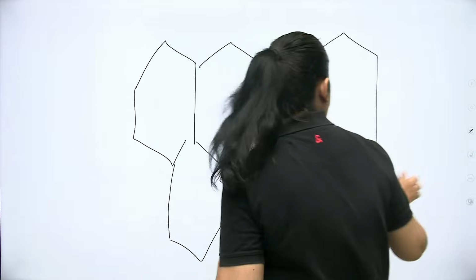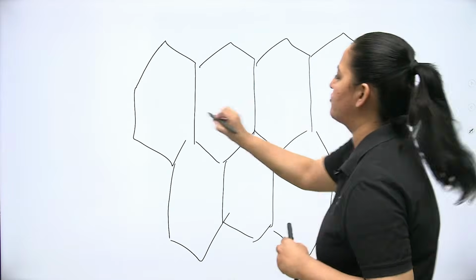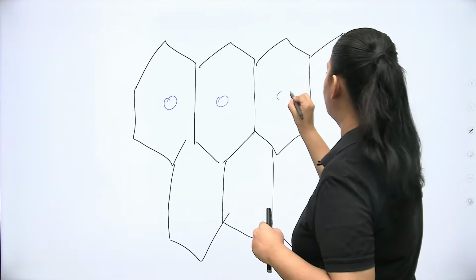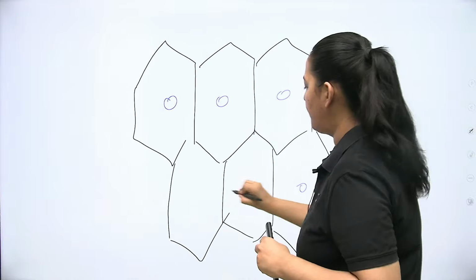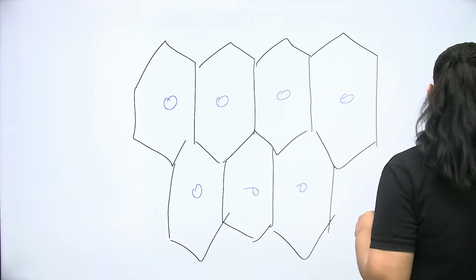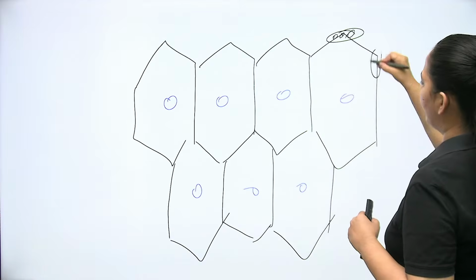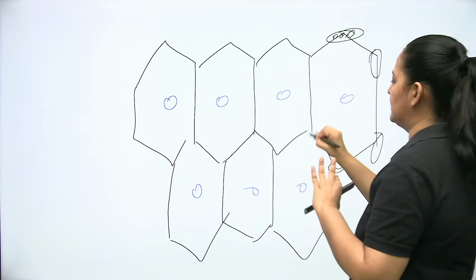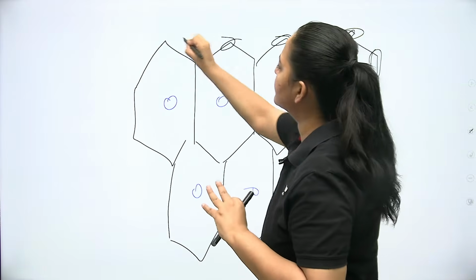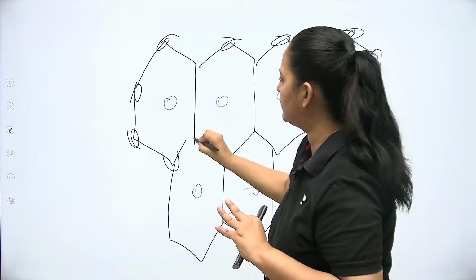So at the center of each of them, I will draw a central vein. This is the central vein. At the center of each of them, I am drawing a central vein. At the corners of each of them, these are the portal triads containing three things. I am not drawing in all of them. They all contain three things, you know. So these are the portal triads containing three things.